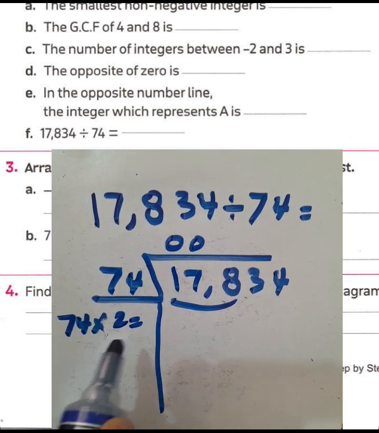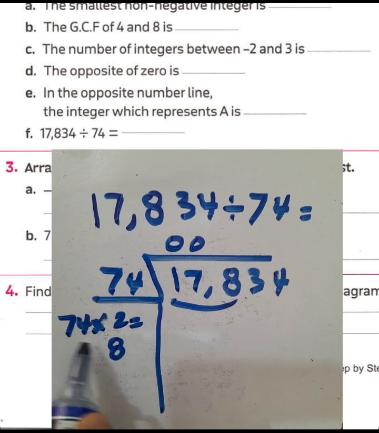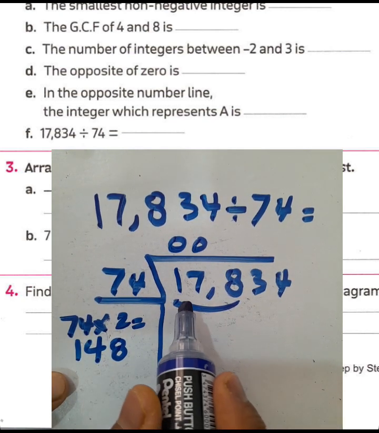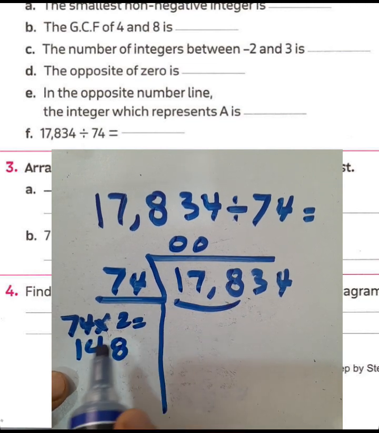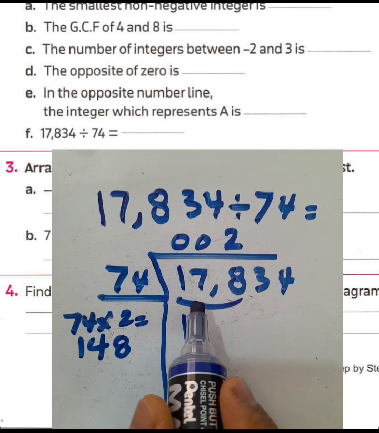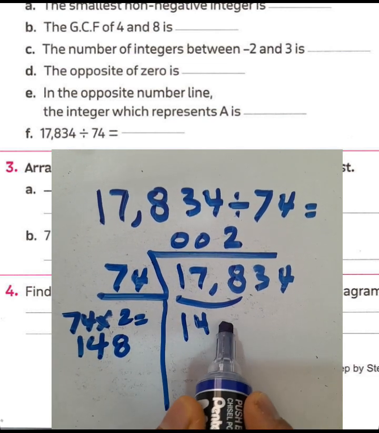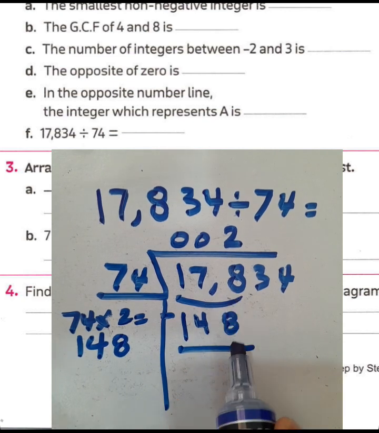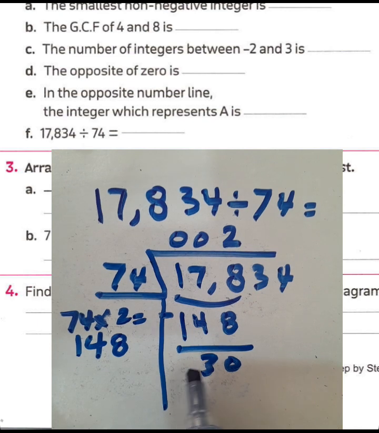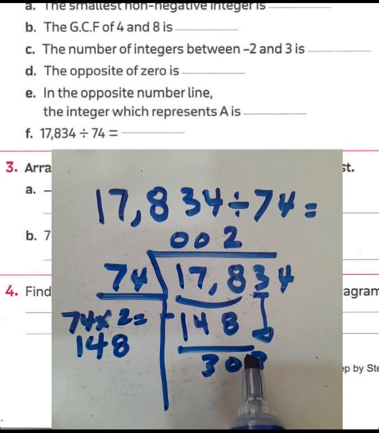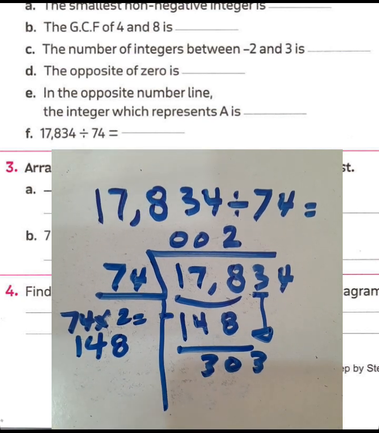Look at here, 2 times 4 equals 8 and 2 times 7 equals 14. 148 is less than 178. So you can write outside here in the quotient 2 and write under 178 148, and then we can find the difference between the two numbers here. 8 minus 8 equals 0 and 7 minus 4 equals 3. 1 minus 1 equals 0, and then drop the next number here, drop 3 here. The result will be 303.